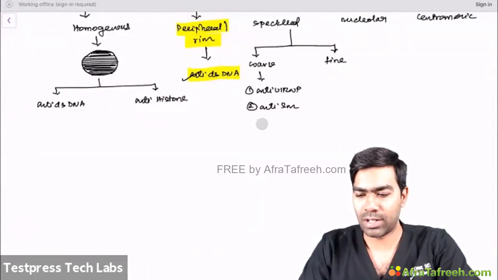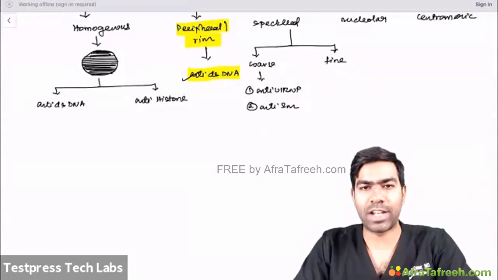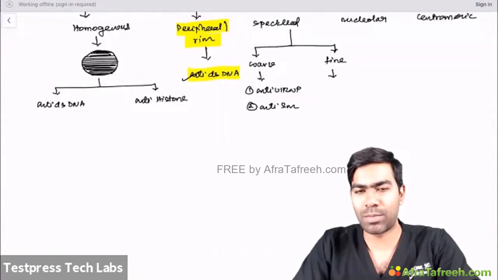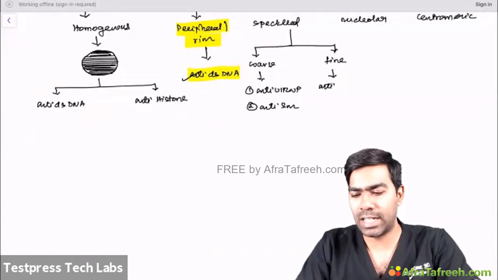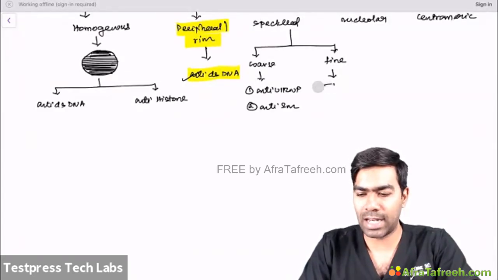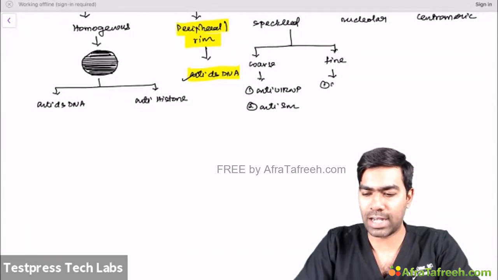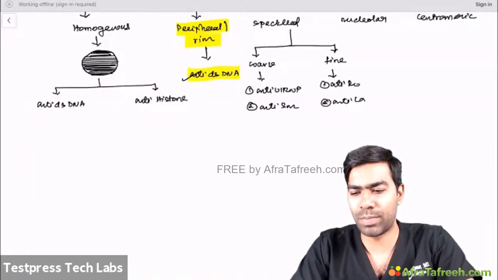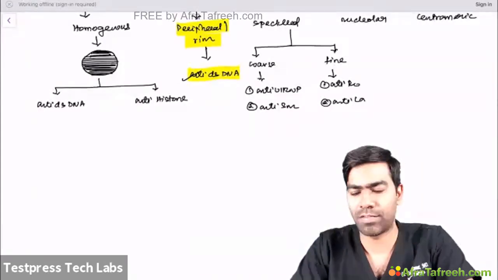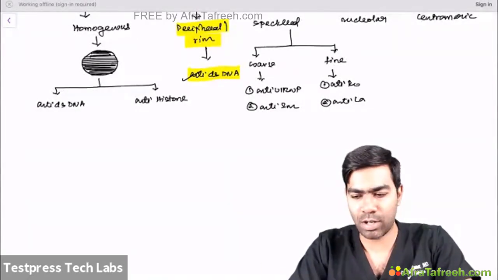We'll come back to that. Then fine speckling is there. What are the 2 antibodies that produce this kind of fine speckling? Anti-Ro antibody and anti-La antibody. The first one I can write as anti-SSA, that is anti-Ro antibody, and the second one is anti-La antibody. These are the SLE antibodies that produce this kind of fine speckling pattern. But there are other antibodies that can produce this kind of speckling pattern.